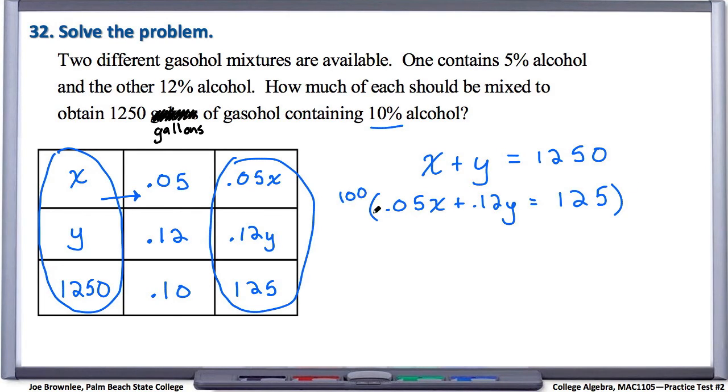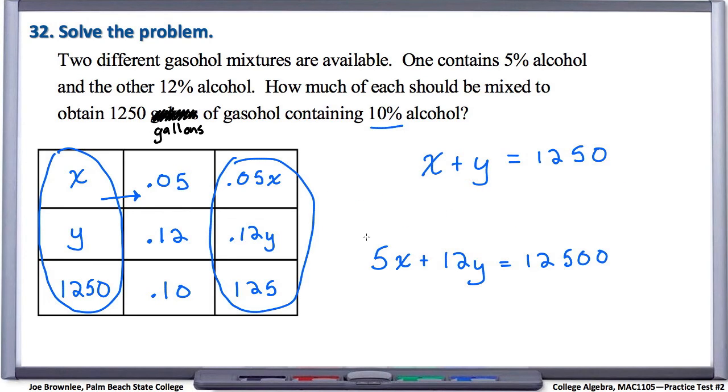So if we multiply by 100, 100 times 0.05x is simply 5x. And we know multiplying by 100 is the same as moving that decimal place to the right 2 positions. So that's how we come up with 5. Similarly, 100 times 0.12y, if we move that decimal over 2 positions to the right, we end up with plus 12y. And here we have 125 times 100. Again, if our decimal is right there and we move over 2 positions and fill in those places with zeros, we end up with 12,500. So that's our new equation when we multiply by 100.